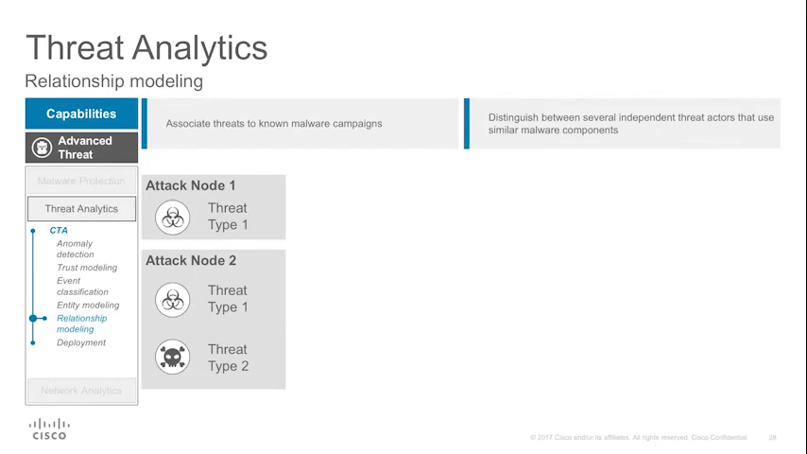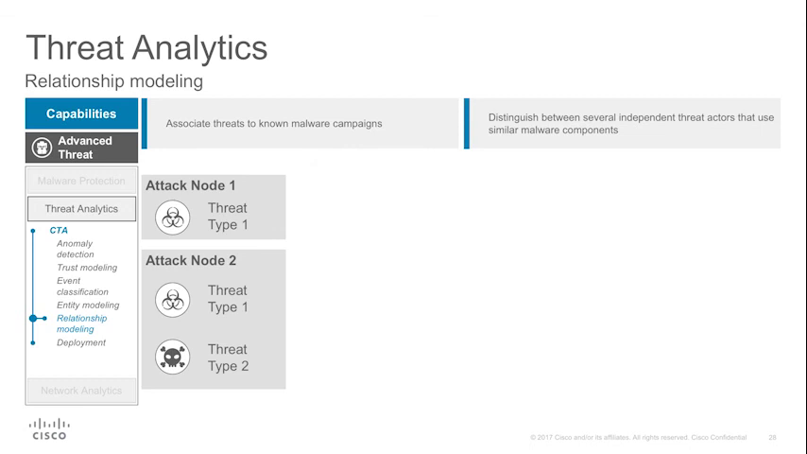The previous layers are capable of detecting both known and unknown threats. The goal of relationship modeling is to associate threats to known malware campaigns in order to separate them from unknown threats that require different investigation and incident response processes. The system uses relationship modeling so that it can identify that several independent threat actors use identical or similar malware components and is able to distinguish between them.